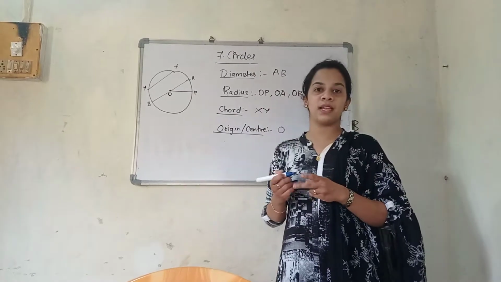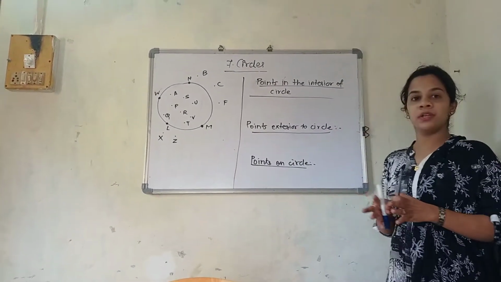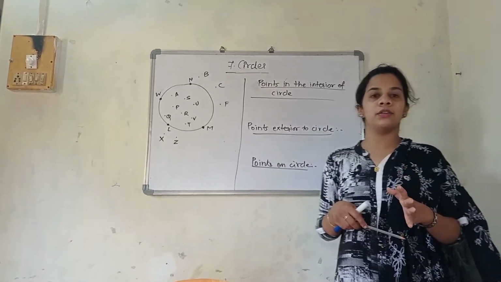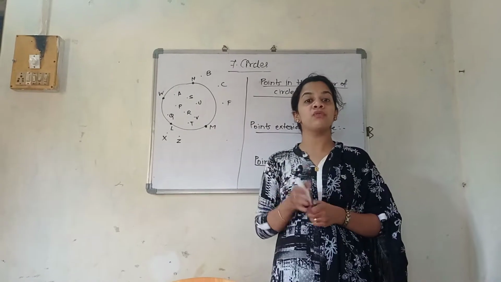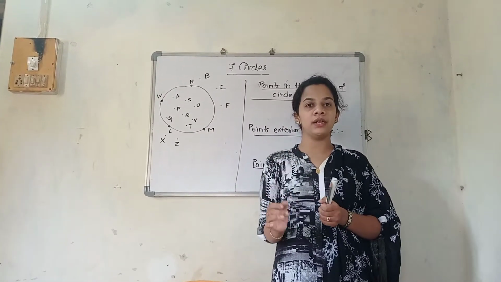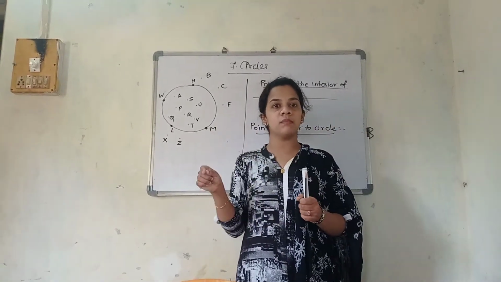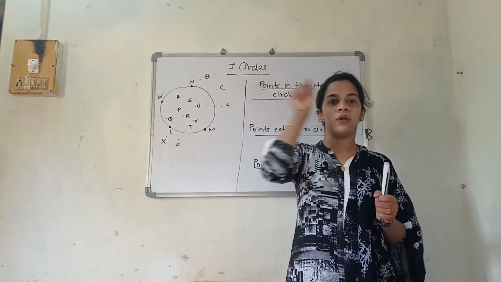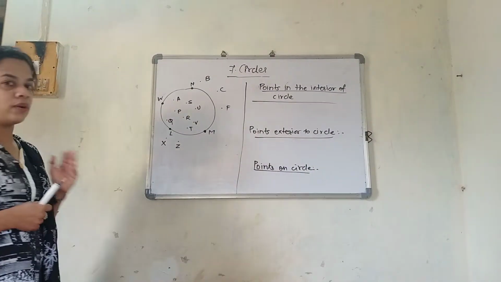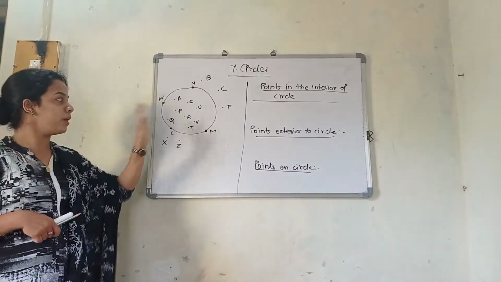We will proceed to the next part. Now we are going to see the exterior points, interior points and the points on the circle. What are the exterior points? Exterior points are the points which are outside the circle. Interior means the points which are inside the circle, and points on the circle are those lying on the border of that circle. Now we will see over here, they have asked you the first question, that is points in the interior of the circle.